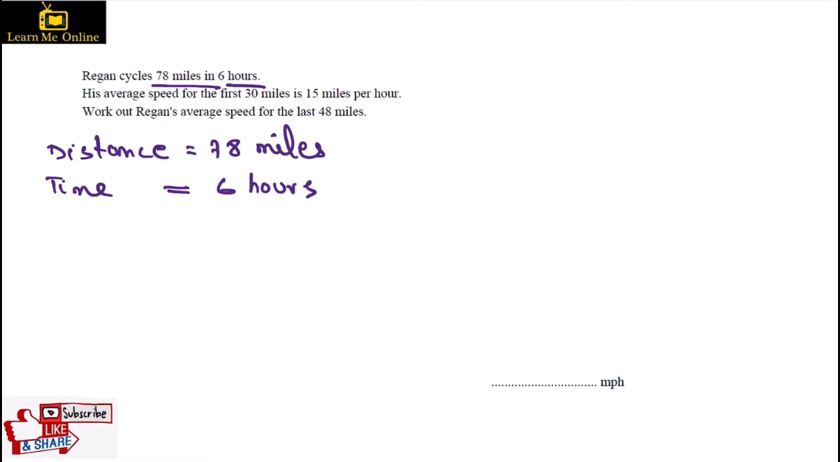His average speed for the first 30 miles is 15 miles per hour. I'm going to draw this line now, which will help me in understanding it. So for the first 30 miles, the total distance is covering for this. So the first 30 miles, I'm going to say that it's here. And for the first 30 miles, the speed is 15 miles per hour. So I'm going to write it down. That's S1 and that would be 15.